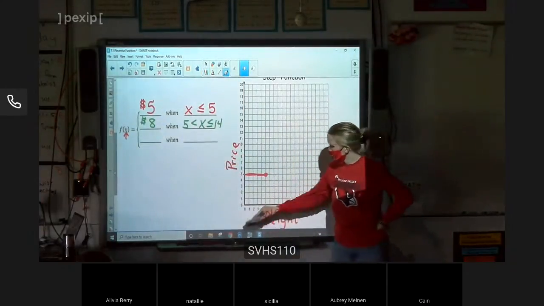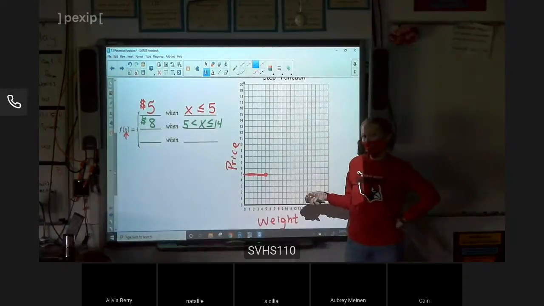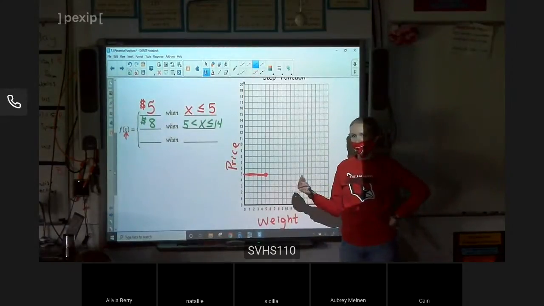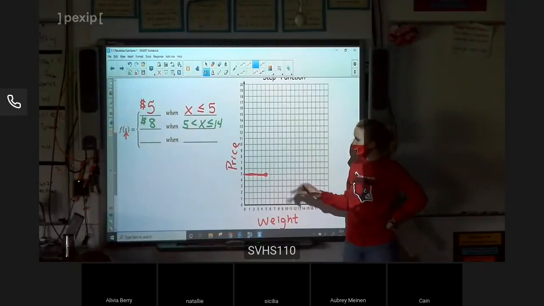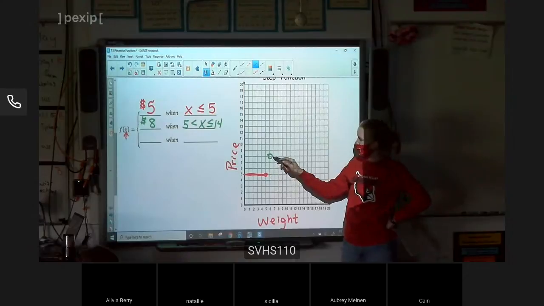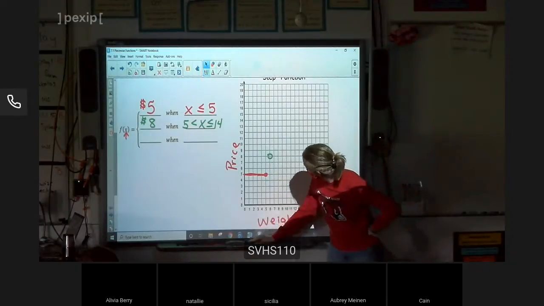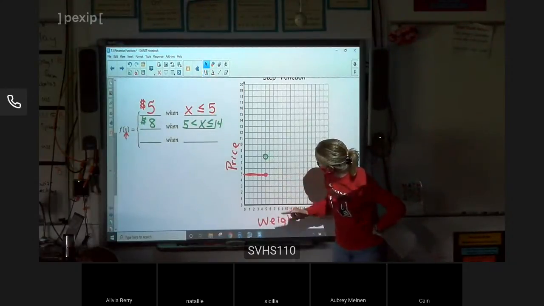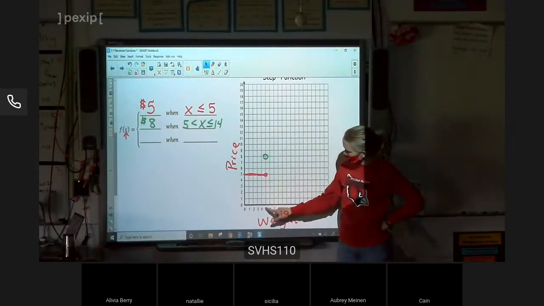So here's my question. If it's 5.1 pounds, does it cost $5 or $8? It costs $8. So to show that it's not including the 5 pounds, but it is anything bigger than 5 pounds, I'm going to use an open circle. You guys remember doing open circle or closed circle? I'm trying to line up my graph at 5.